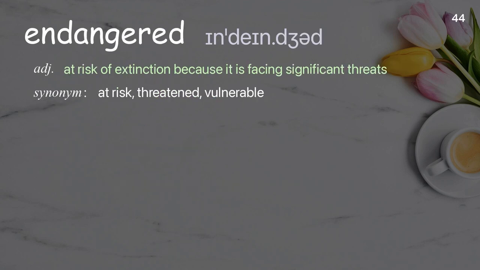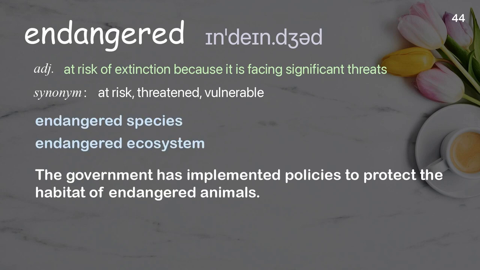Endangered. At risk of extinction because it is facing significant threats. Examples. Endangered species. Endangered ecosystem. The government has implemented policies to protect the habitat of endangered animals.